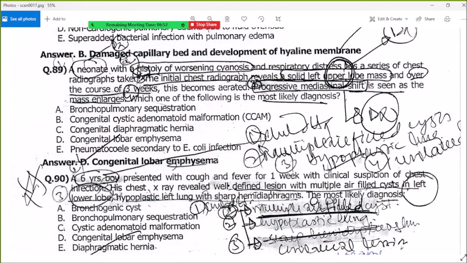89. A neonate with a history of worsening cyanosis and respiratory distress has a series of chest radiographs taken. These reveal a solid left upper lobe mass, and over the course of 3 weeks this becomes radiolucent, because mediastinal shift is seen as the mass enlarges. This is most likely congenital lobar emphysema. Again, a neonate with worsening cyanosis and respiratory distress has a series of X-rays, revealing a solid mass that afterwards becomes radiolucent, with mediastinal shift as the mass enlarges. Most likely diagnosis: congenital lobar emphysema.